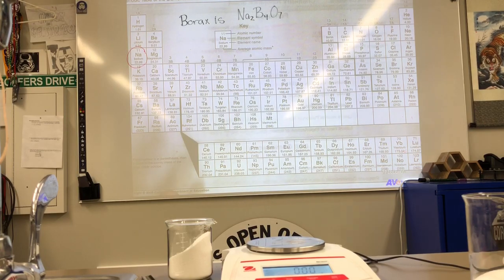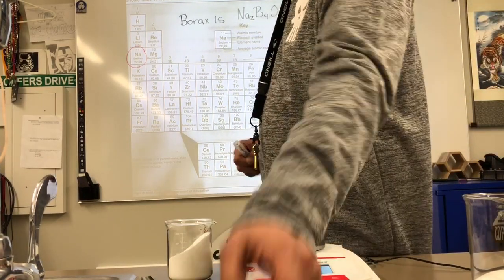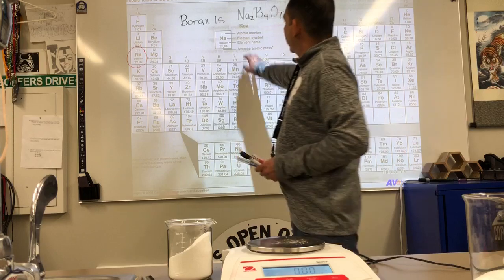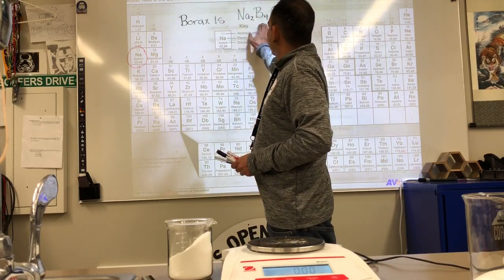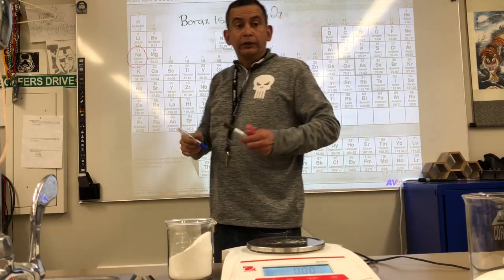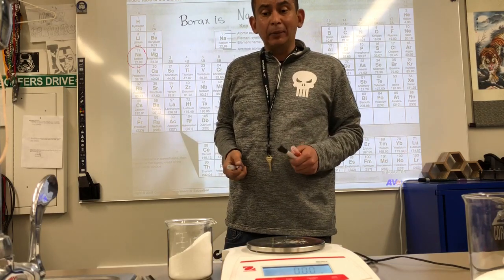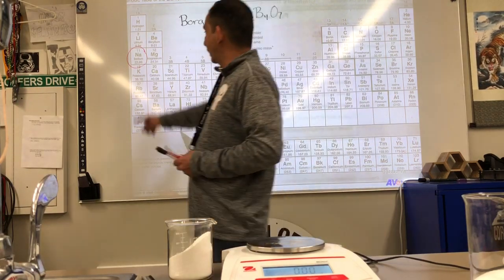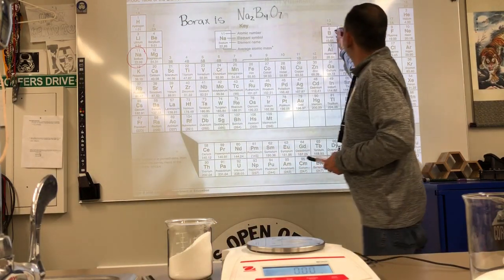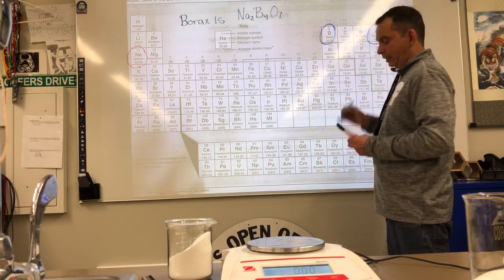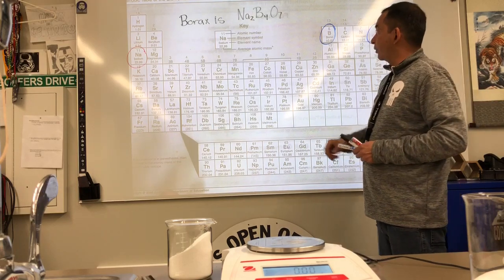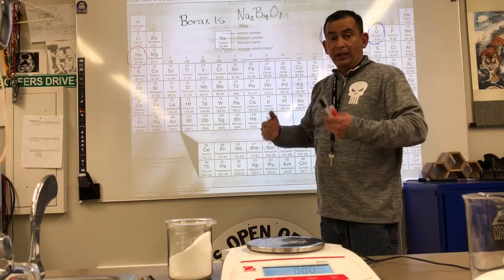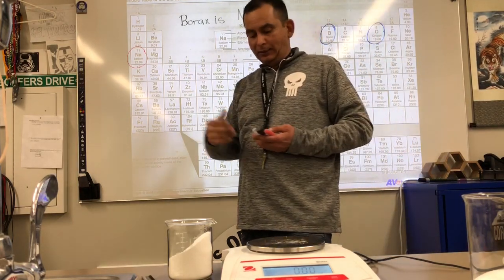So the first thing that we're going to have to do is identify a formula. Here we have borax, Na2B4O7. So we have to indicate how many of each element and the molar mass of these elements. So I'll find them on the periodic table. Na first, boron second, and then we have oxygen. So we have all three, one, two, three different elements from the periodic table present right here.